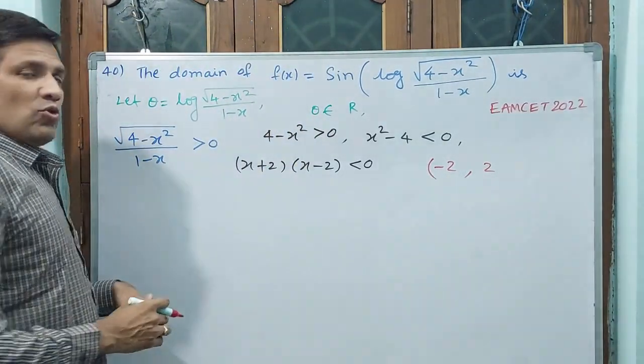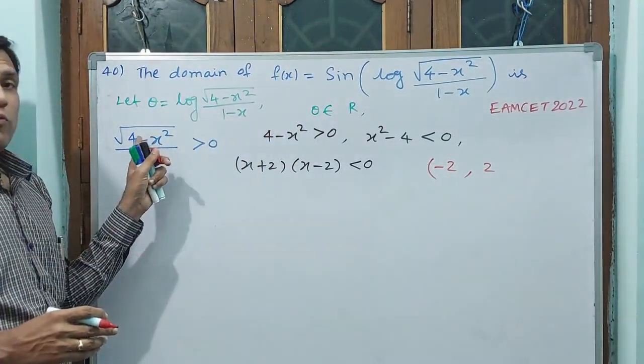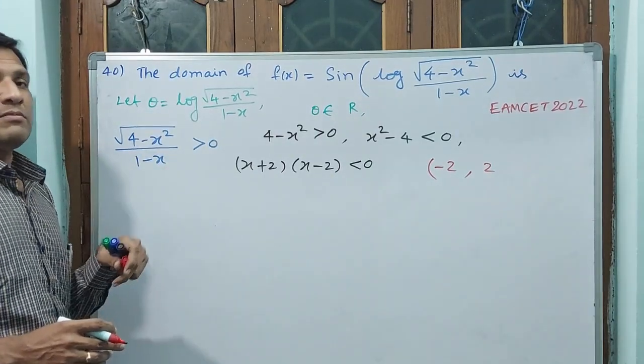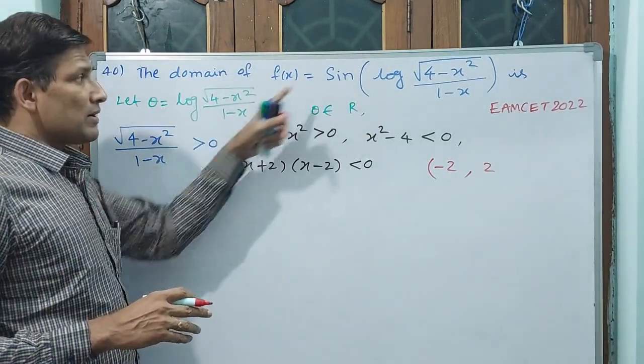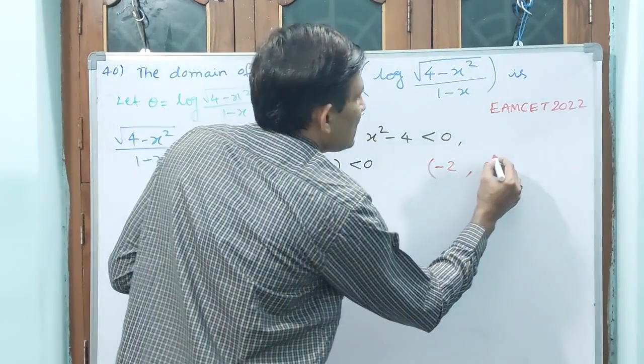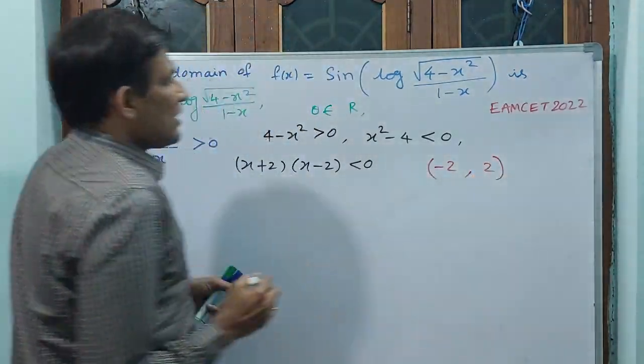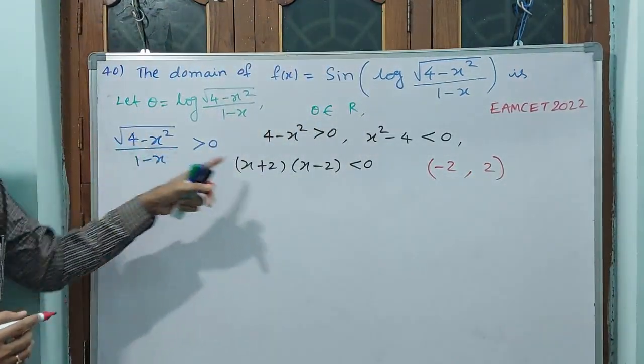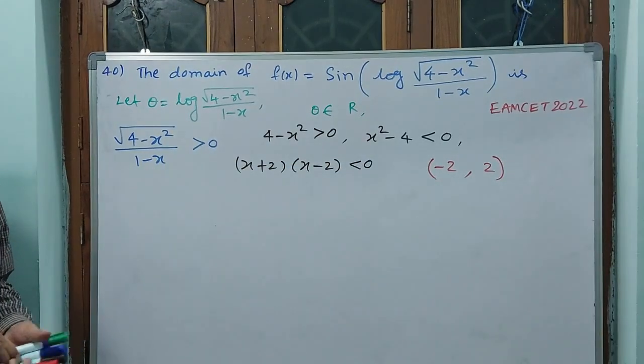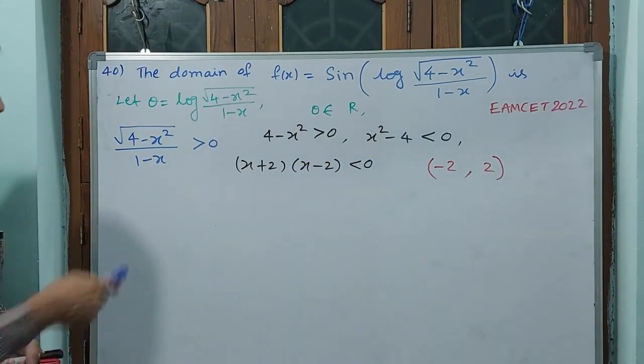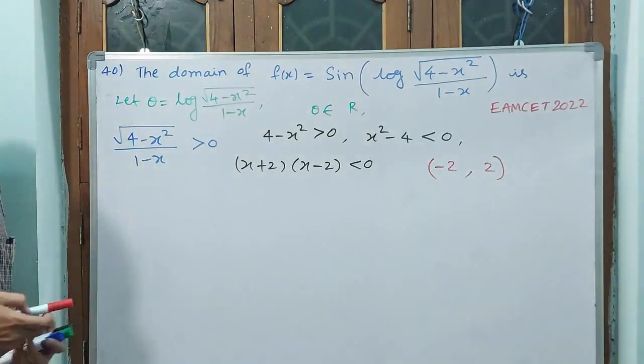Then, can you give 2? No. 2 you cannot give. If you give 2, 4 minus 4 is 0. This is going to become 0. That is not acceptable, because logarithm should be greater than 0. Then you take an open interval. That means, see, for this function, for the numerator, minus 2 to 2, open interval is the domain. Let us see for the denominator also, then we can conclude.